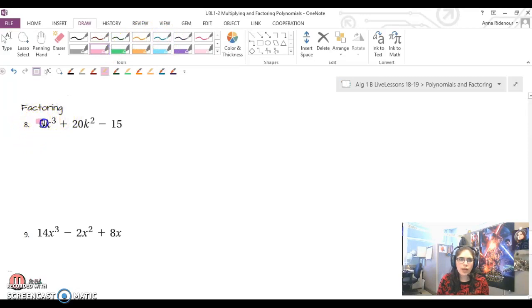So if I look at my coefficients, I've got a 5, I've got a 20, and I've got a minus 15. So all of those, the greatest common factor is 5. So I know my GCF is going to include a 5.